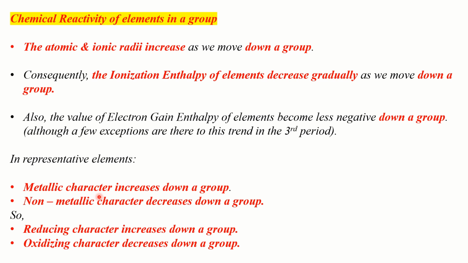The metallic character of the representative elements can be related to their reducing character, and non-metallic character can be related to their oxidizing character. So when metallic character of representative elements increases down a group, there will be an increase in the reducing character of these elements. Now when non-metallic character of these elements decreases down a group, there will be a decrease in the oxidizing character of these elements. Clear? So with this video, we wind up chapter 3.